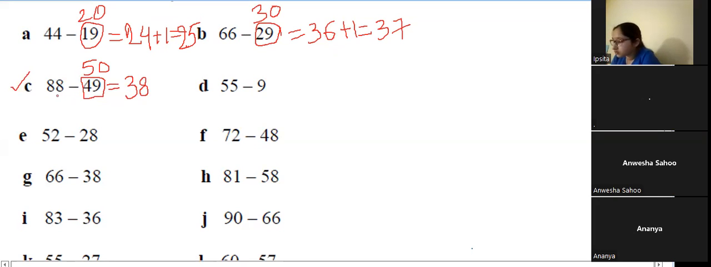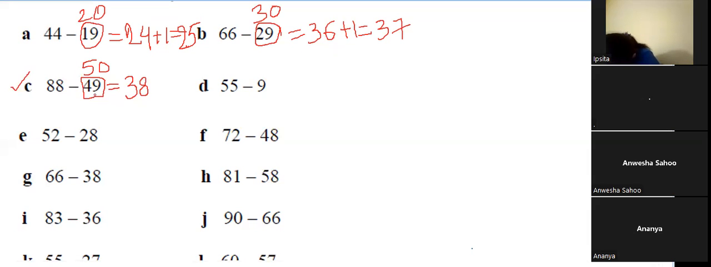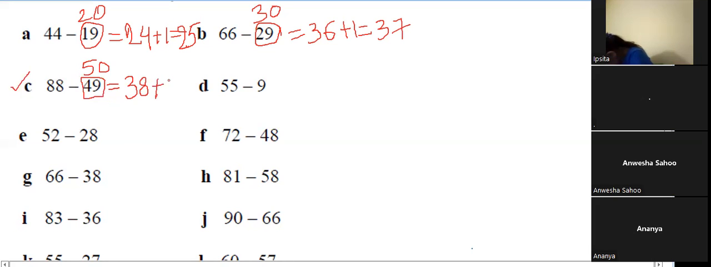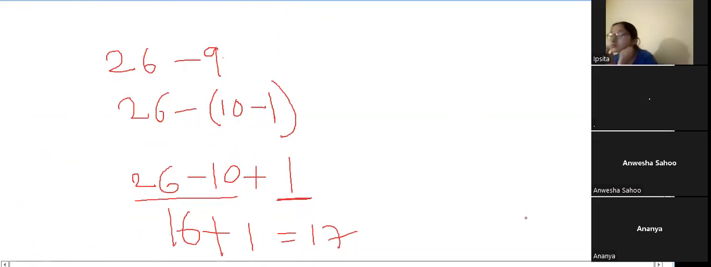For 88, actually we have to subtract 49, right? But in place of 49, we subtracted 50. We have subtracted one extra, so we have to give back that one. And the final answer will be 39.